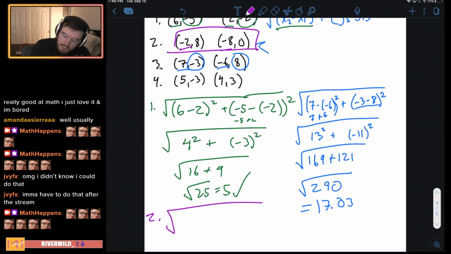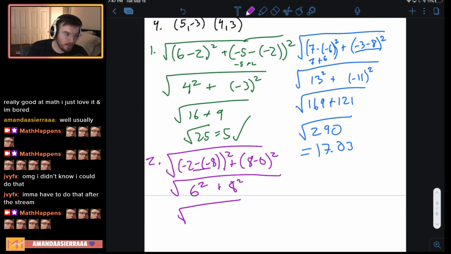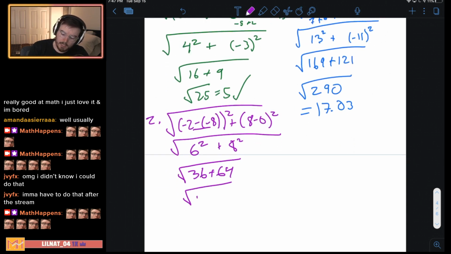So x minus x, so -2 minus -8 squared plus 8 minus 0 squared. Minus -8 means plus 8. So -2 plus 8 is 6 squared. 8 minus 0, that's 8 squared. So we end up with 36 plus 64, which adds up to 100. The square root of 100, boom, that's just 10.